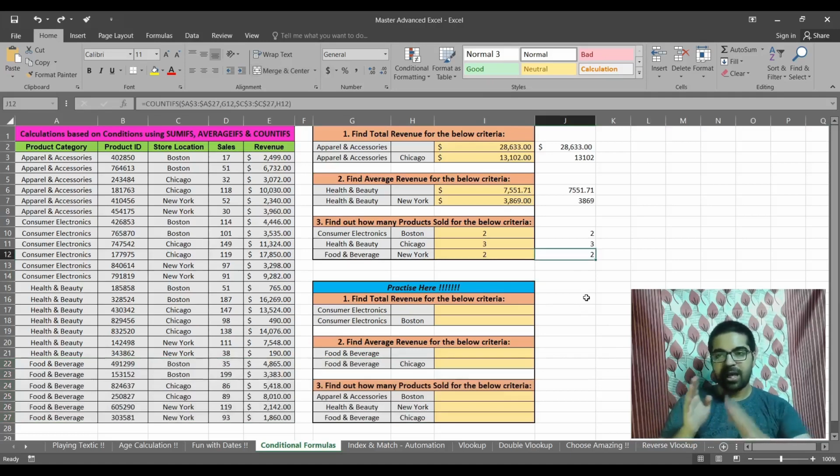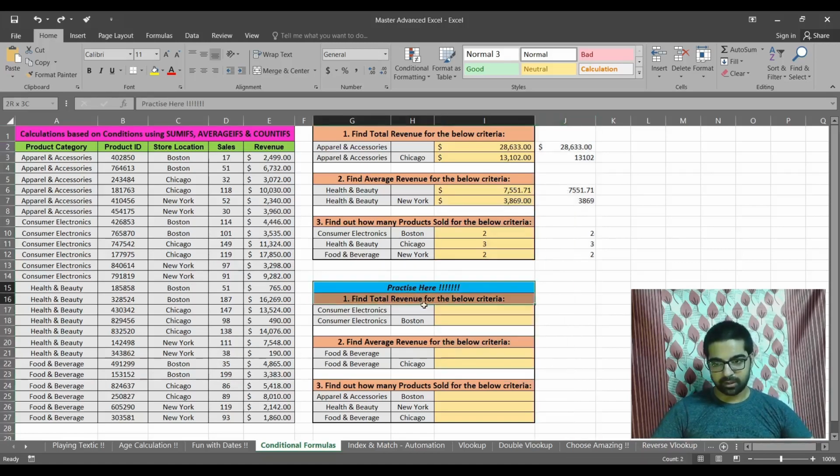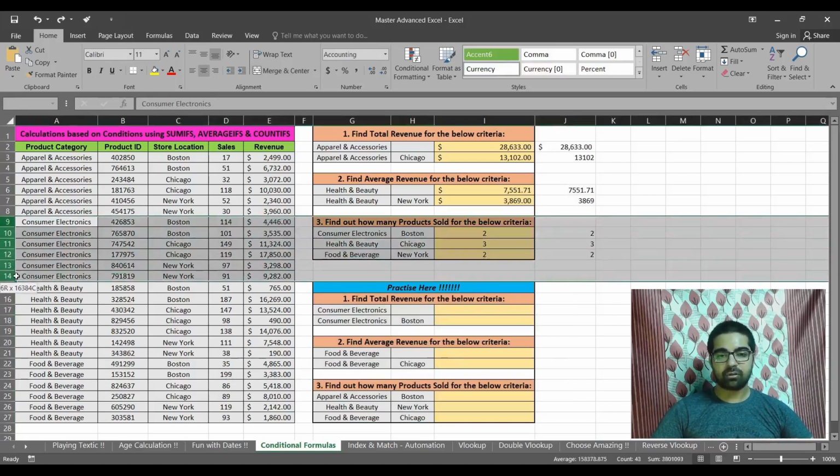Okay, see how I tried, like in this J column. First what you have to do is try there only in the J column. You also try the same in the J column. After that, when you get the same answer, then come here, come to this practice column, practice your data, then apply your formulas here. Okay, after applying the formula, check manually also, whether you got the correct answer or not.